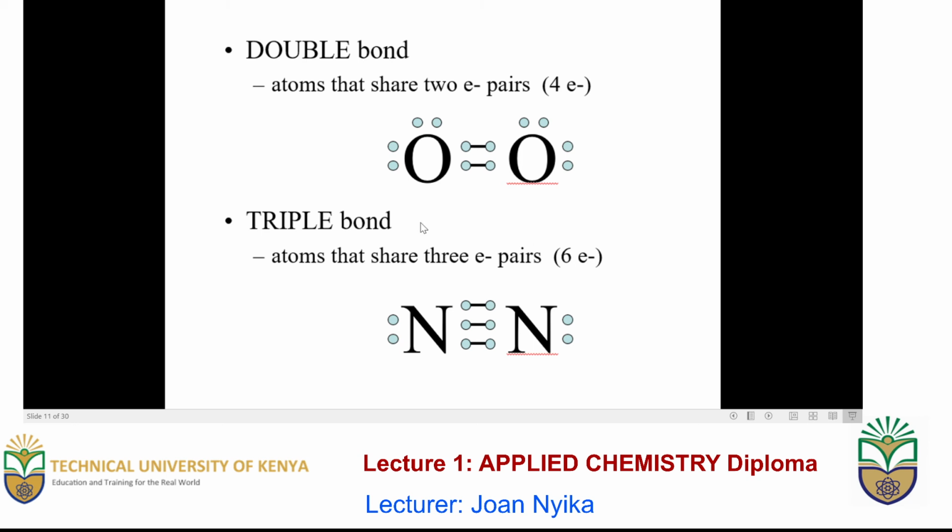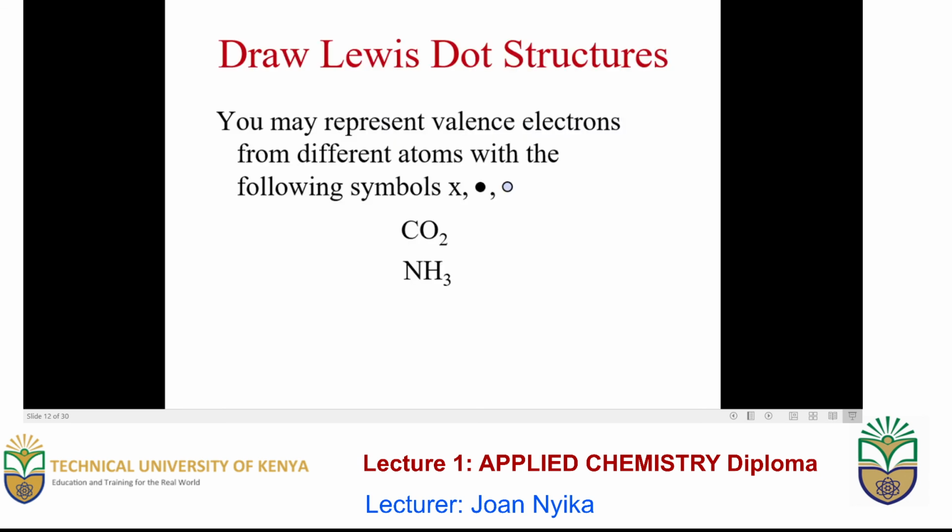The same applies to a triple bond, where atoms share 3 pairs of electrons. This is in the case of nitrogen gas. Nitrogen has 5 electrons in its valence shell and requires 3 more to get to an octet state. Therefore, it has to share 3 with another nitrogen atom to get an octet state.